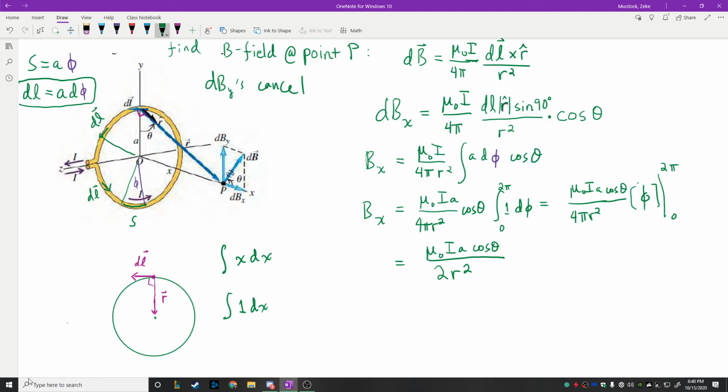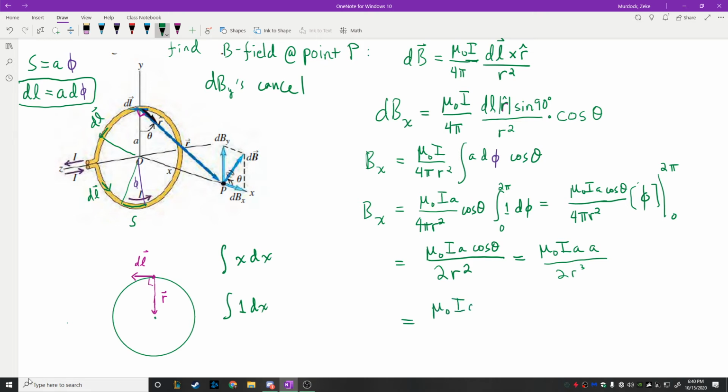So we get this, and I want to now replace cosine theta and r. So we'll have mu naught times I times a. The cosine theta is going to become, I think, a over r, right? So we'll get a divided by 2r cubed. But then we can replace r. I think this will be our final answer.